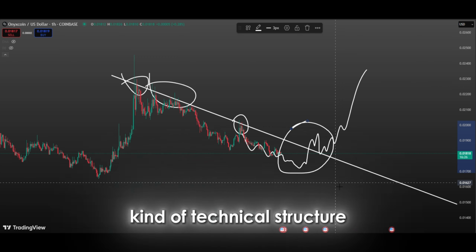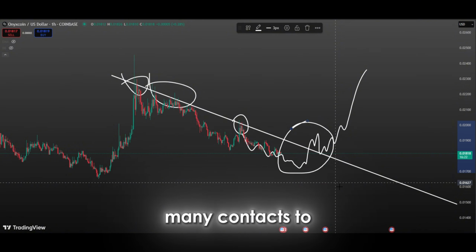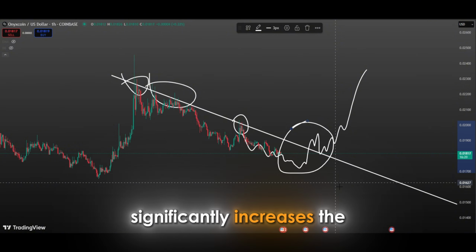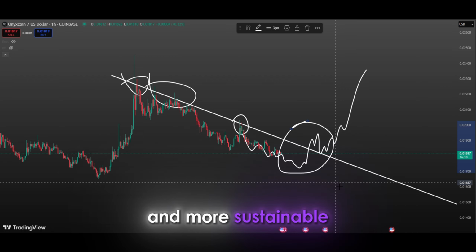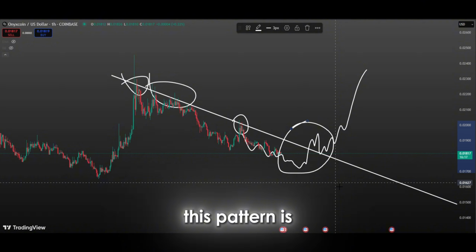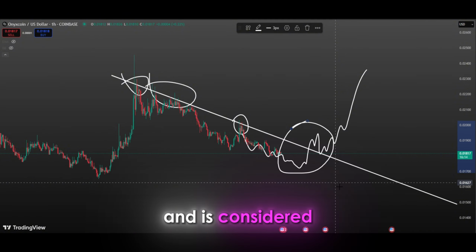Of course, this kind of technical structure doesn't always guarantee absolute bullishness. However, the fact that there are so many contacts to the falling trend line significantly increases the likelihood that a breakout could be technically much stronger and more sustainable. This is why this pattern is closely followed by many technical analysts and experienced traders, and is considered one of the primary signals when building a strategy.